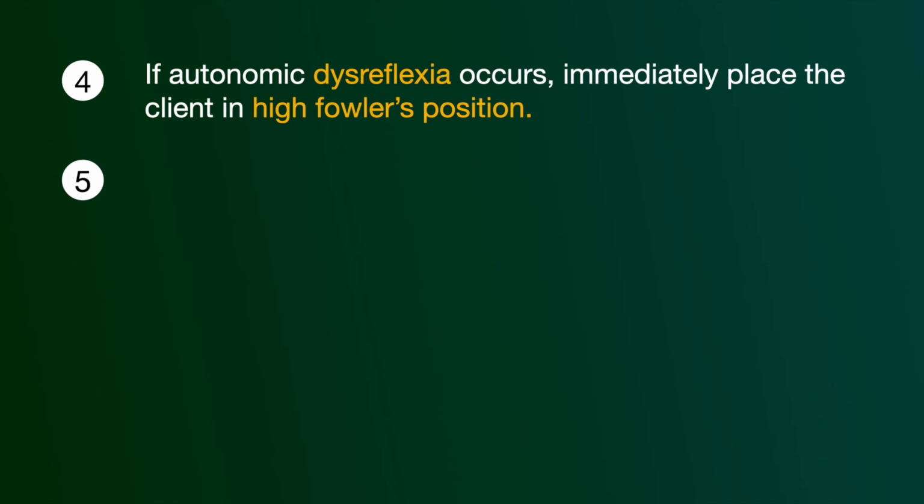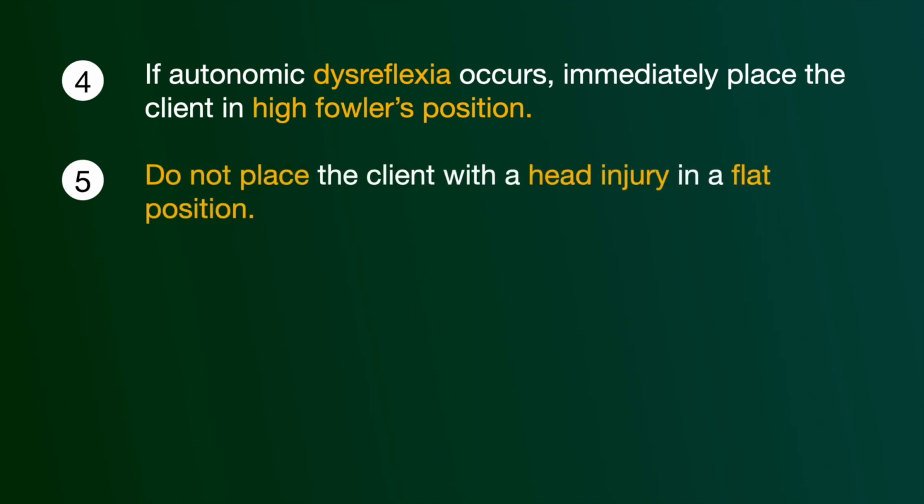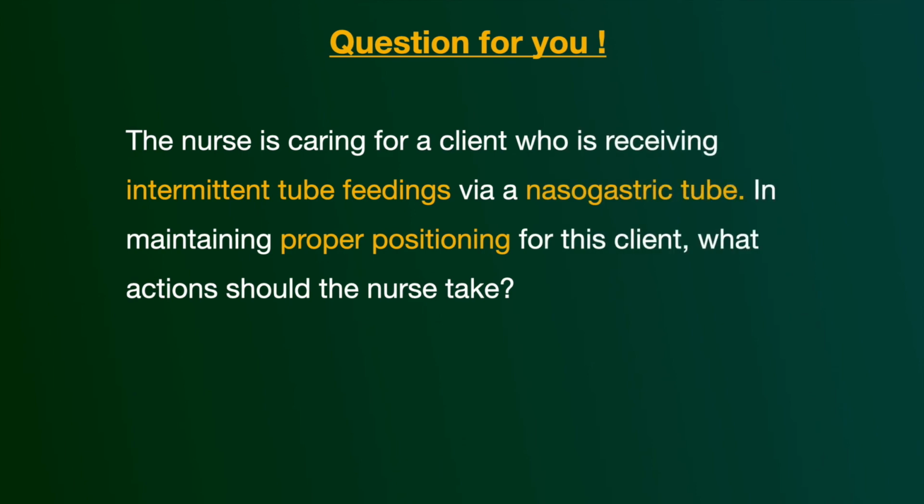Point number 4. If autonomic dysreflexia occurs, immediately place the client in high Fowler's position. If the patient becomes hypertensive, the therapist should place the patient in an upright position immediately. This takes advantage of an orthostatic response and helps with the pooling of blood in the lower extremities. Point number 5. Do not place the client with a head injury in a flat position because of the risk of increased intracranial pressure.